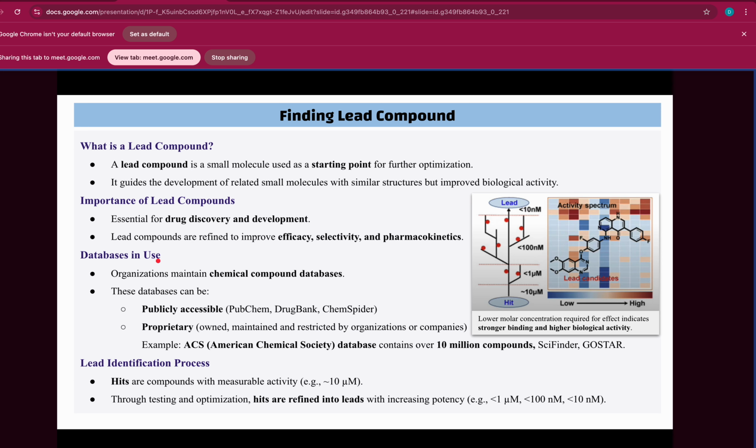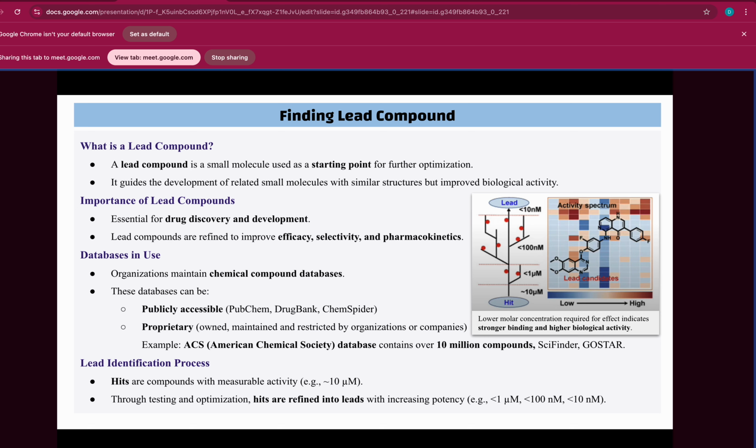So the databases which are generally used: there are certain organizations which maintain the record of these small chemical compounds, and these databases can be categorized as publicly accessible, such as PubChem, DrugBank, ChemSpider. These are the databases in which already known drugs are present.